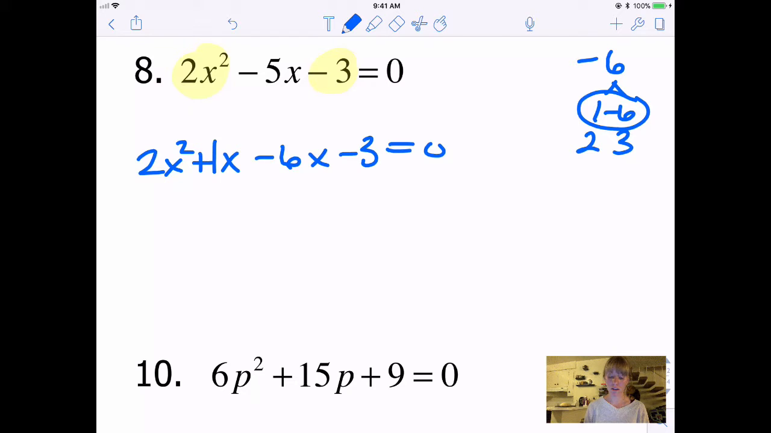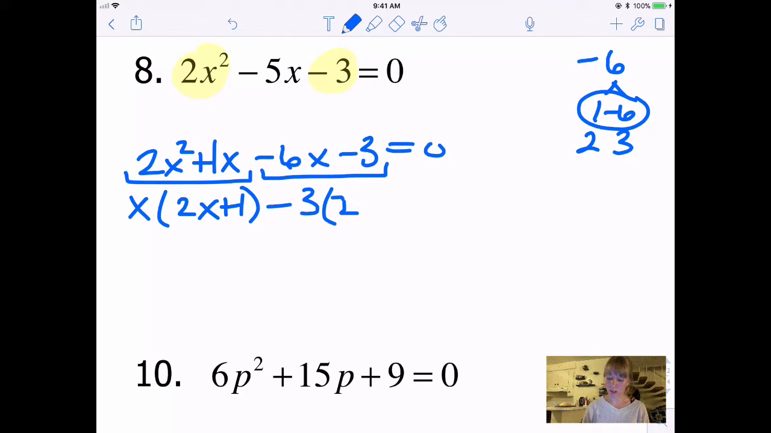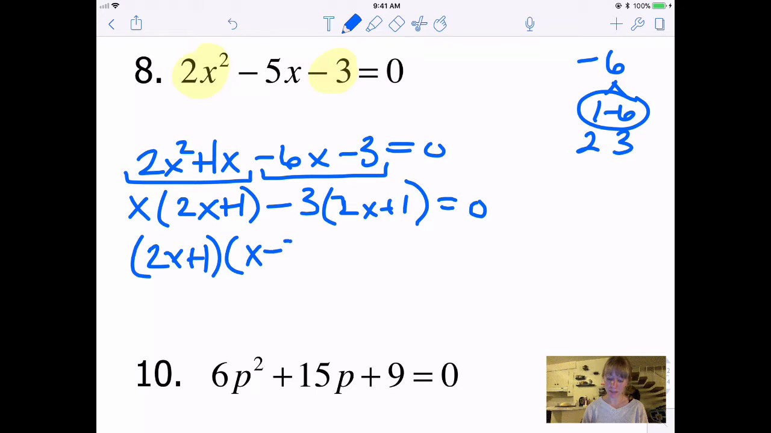And don't forget your equals 0. The GCF in the first group is x, and I get 2x plus 1. GCF in the second group, I keep the negative, 3, 2x plus 1, and that still equals 0. Continue factoring by grouping, I get 2x plus 1 times x minus 3 equals 0. You'll notice in these problems you're always going to get answers where one at least is a fraction, because we'll have this 2 out front.